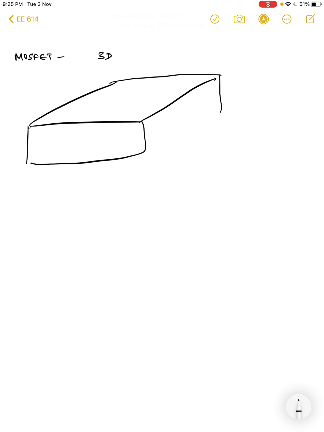So I'm going to try and draw the cross section here. So we take a bulk silicon and we deposit on top of it a gate oxide. Right, so this is the gate oxide, and on top of this we make the gate contact.